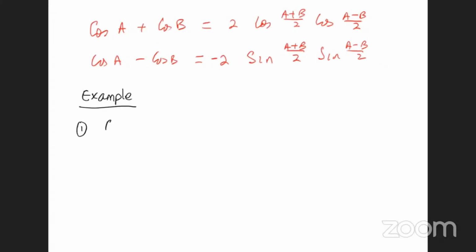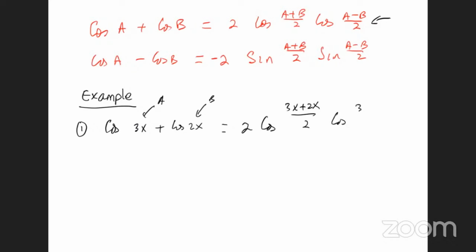Let's take a quick example. Suppose I said cos 3x plus cos 2x. This is the A, this is the B. And that's it. Plug it in the formula with the cos A plus cos B and you're done. So that'll be 2 cos of (3x plus 2x) over 2, times cos of (3x minus 2x) over 2. So you're ending up with 2 cos 5x over 2 times cos x over 2.